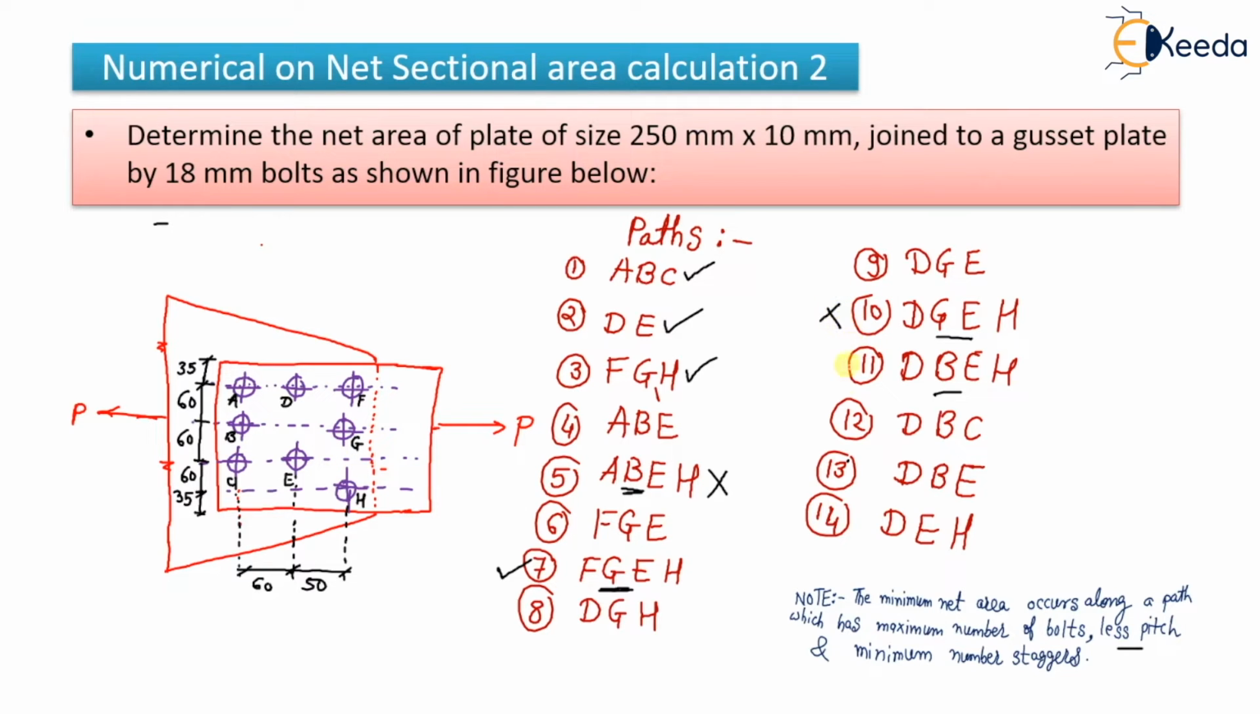So I'll ignore this one. Then this one: D, B, E, H. Again 1, 2, 3. There are 3 staggers, plus maximum pitch is also there. So you will definitely not take this one.